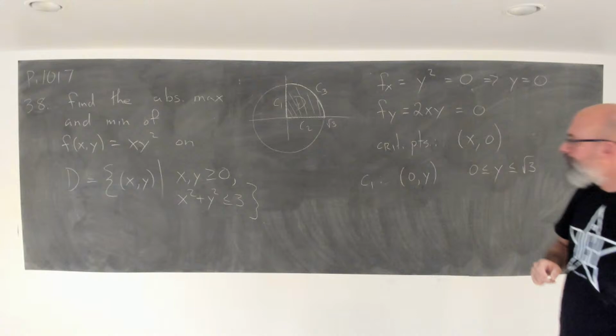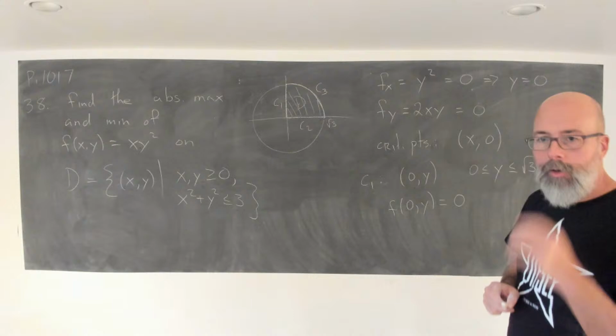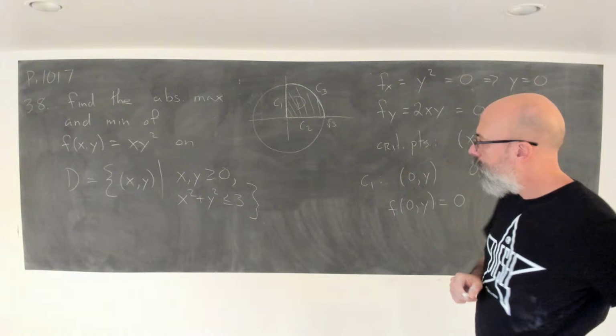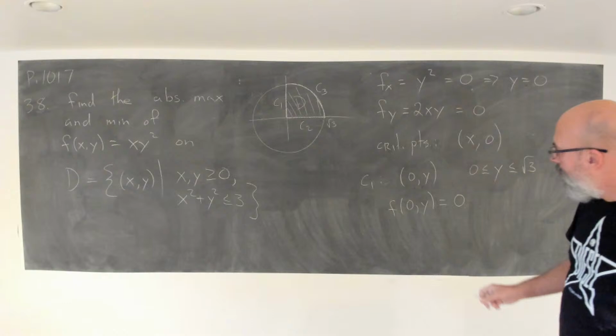So if we look at our function on 0y, well, of course, that's equal to 0. I don't know what you're referring to. Sorry. What little d are you referring to here?